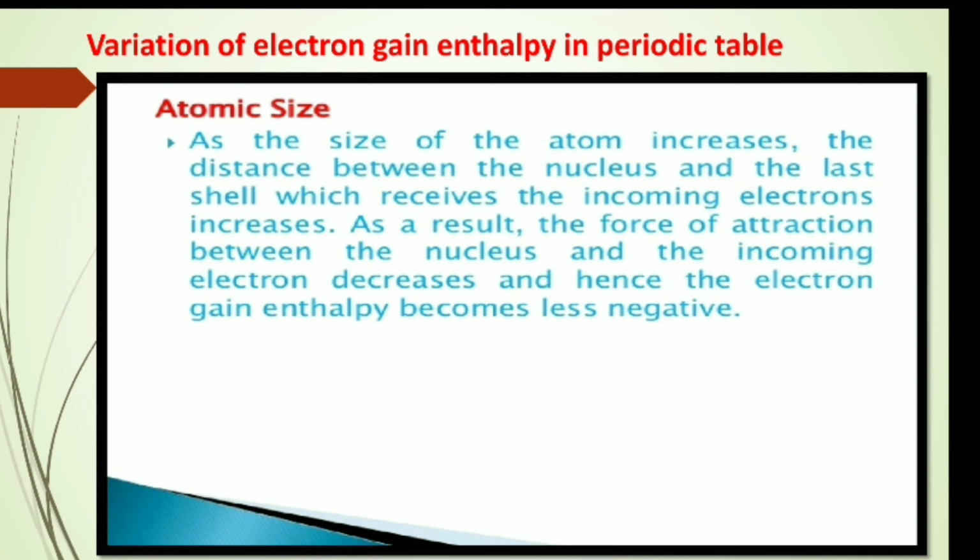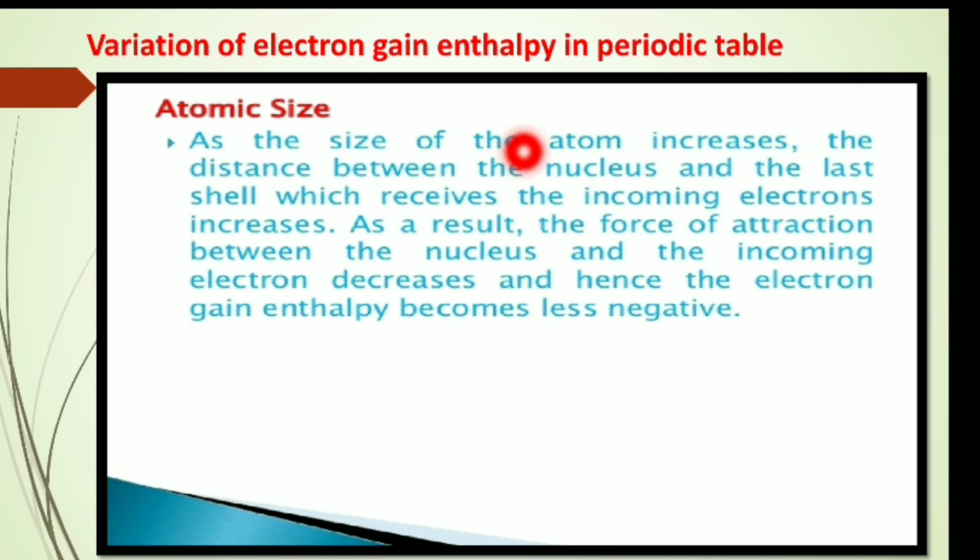Variation of electron gain enthalpy in periodic table. Okay, you all know atomic size decreases from left to right. As the size of the atom decreases from left to right, it increases from top to bottom. Let us take top to bottom.